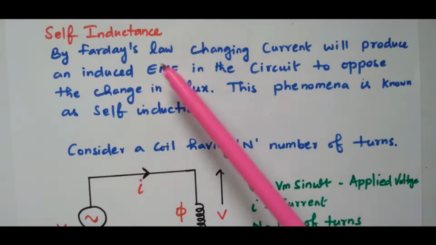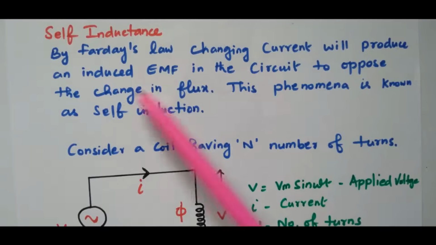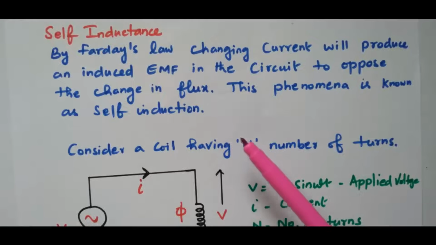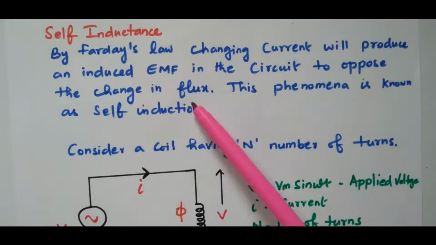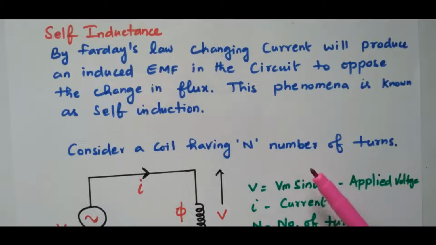So from Faraday's law, changing current will produce an induced EMF in the circuit. Due to rate of change of current, EMF is produced. That EMF will oppose the change in flux. So this is the phenomenon, and this phenomenon is known as self-inductance. So when the current is flowing through, due to rate of change of current, the EMF is induced. That EMF will oppose the rate of change of flux. This phenomenon is known as self-inductance.